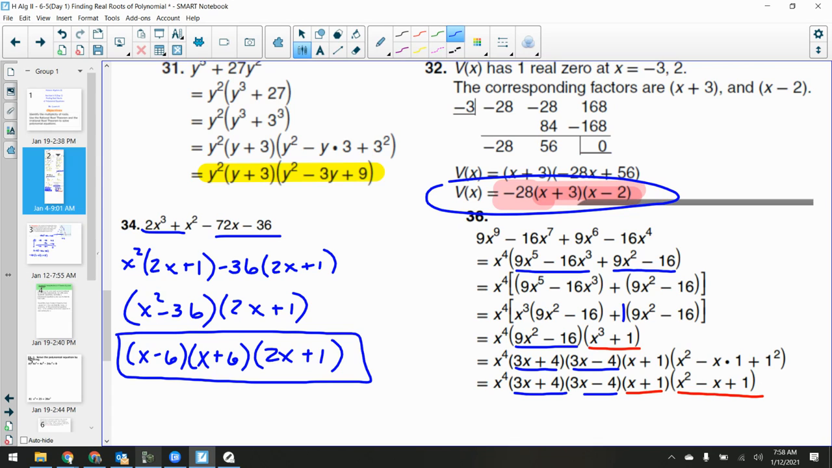Number 36 is a fun problem. Okay, because that one does factor by grouping. And then you see a difference of squares and a sum of cubes in it. Which is pretty cool.